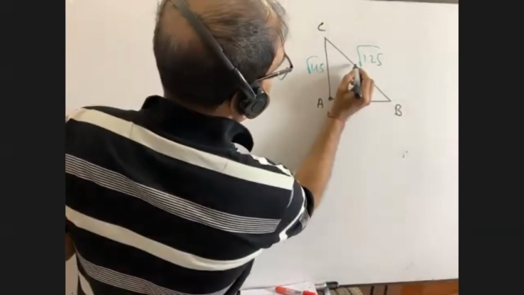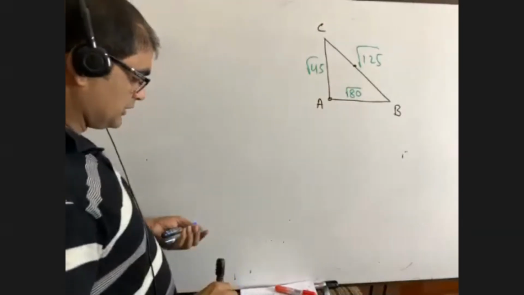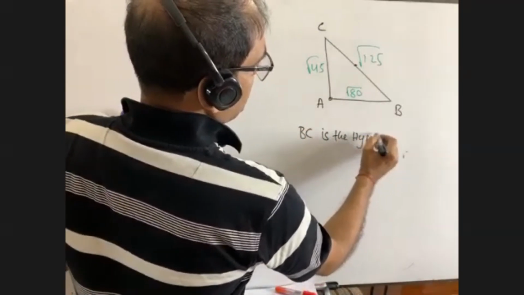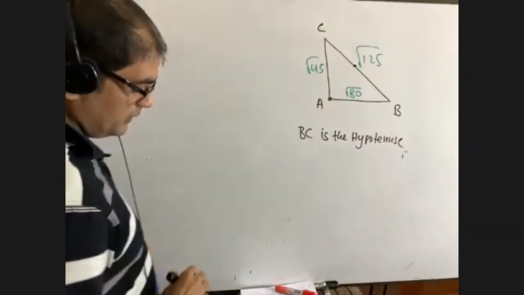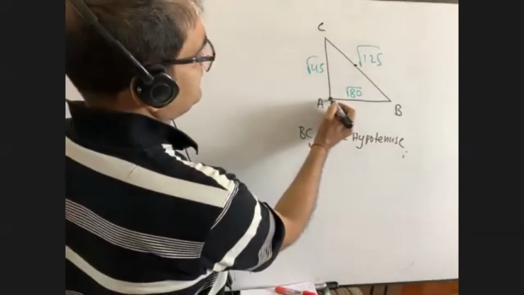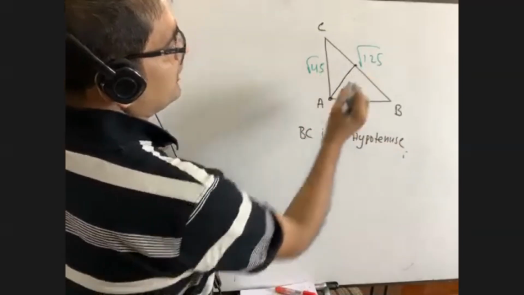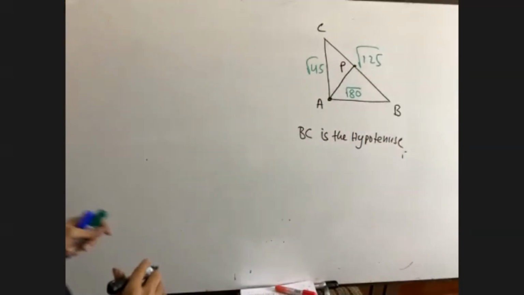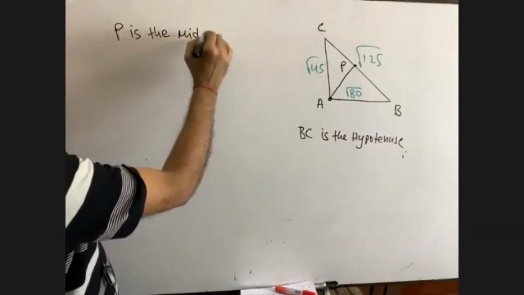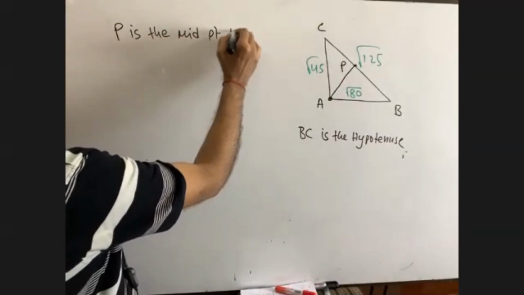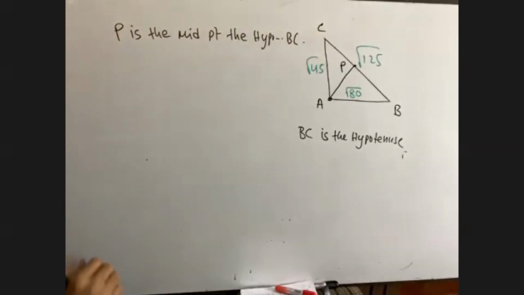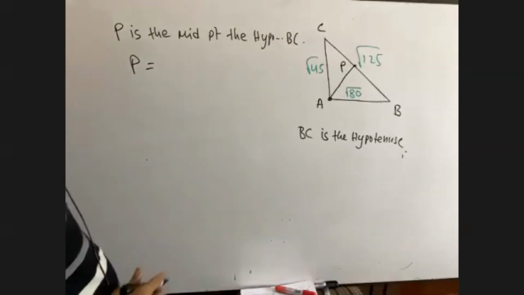What about AC? AC equals the square root of (minus 4 minus 2) whole square plus (4 minus 7) whole square. It is 36 plus 9, we are getting root over 45 units. Then what about BC? BC is (2 minus 0) whole square plus (7 plus 4) whole square. So it is 4 plus 121, root over 125.